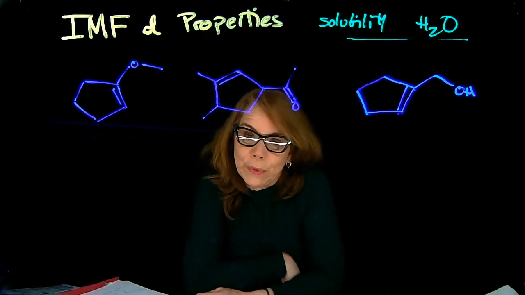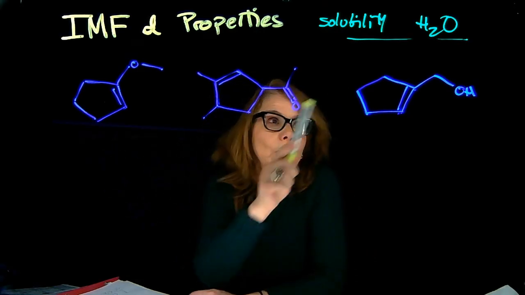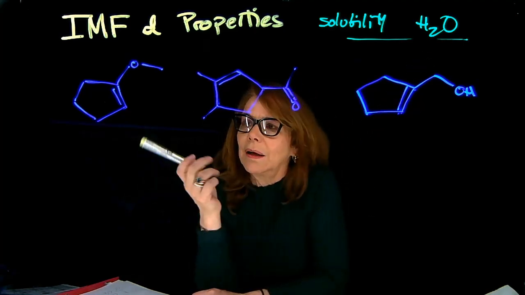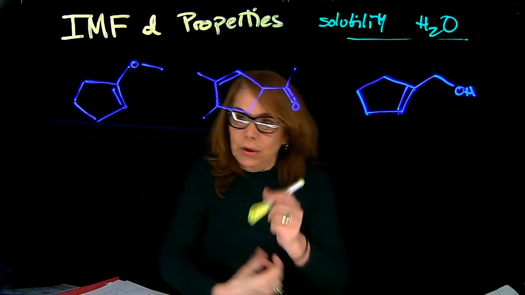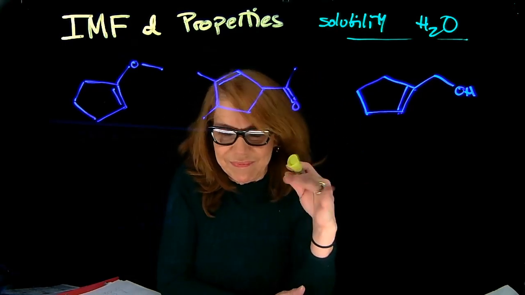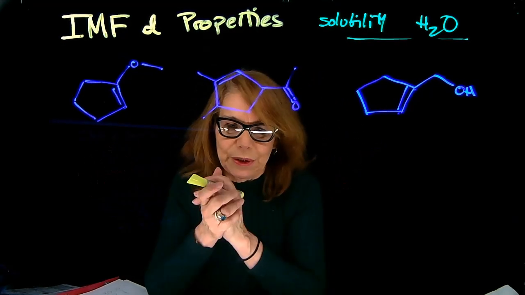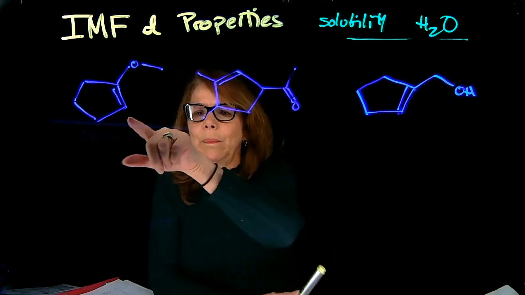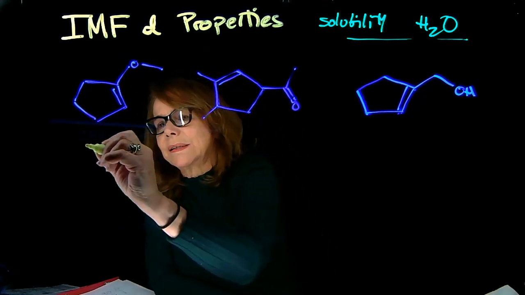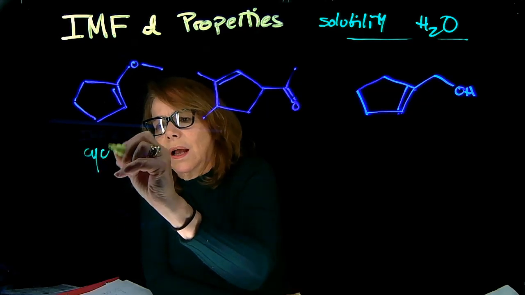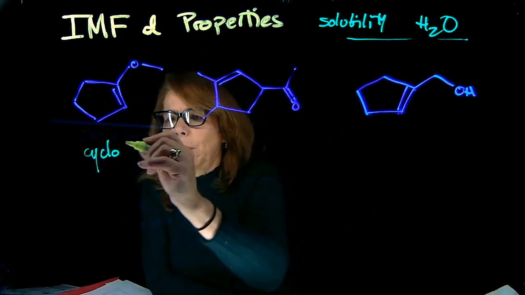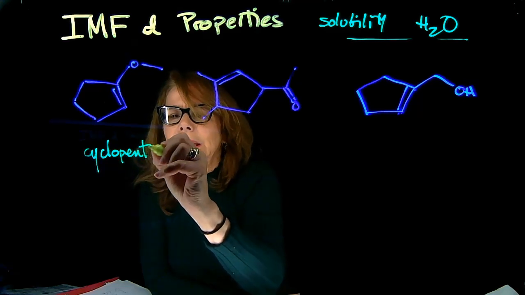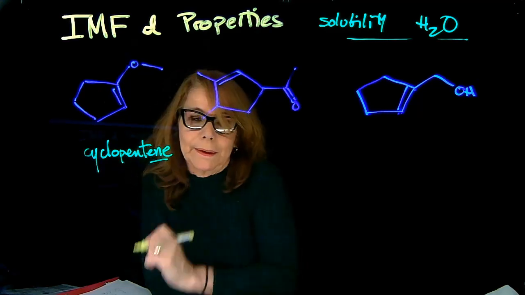In this problem, we will be discussing the solubility in water of the molecules that I drew below. Notice that all of the molecules are about the same size, about the same molecular mass. This is a cyclopentene, but it has a substituent. All these are cyclopentenes with some substituents, because we have a double bond, right?